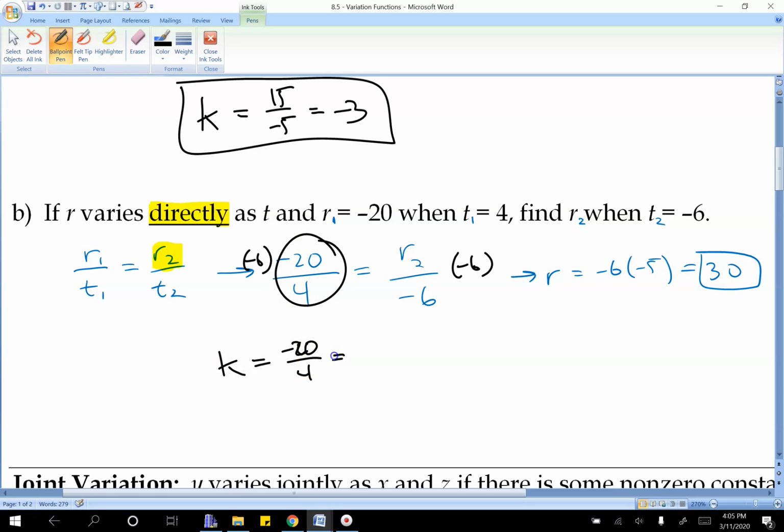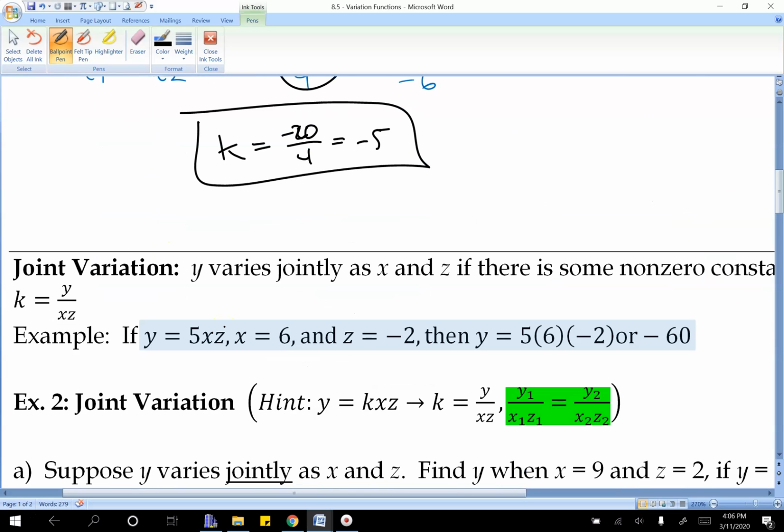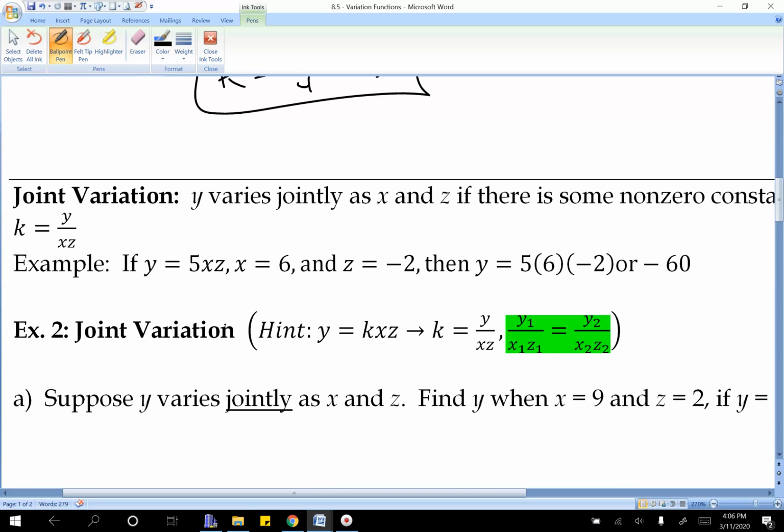Negative 20 over 4, which is negative 5. That's our k. Alright, we're going to move forward and go to joint variation. So it says y varies jointly as x and z if there are some non-zero constants. So if you look at where the equation derives from, it is from y equals k times xz.